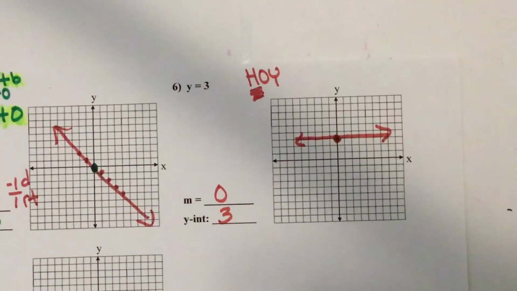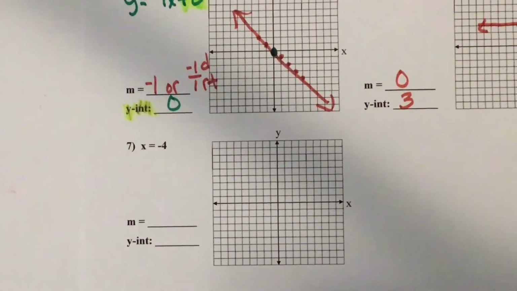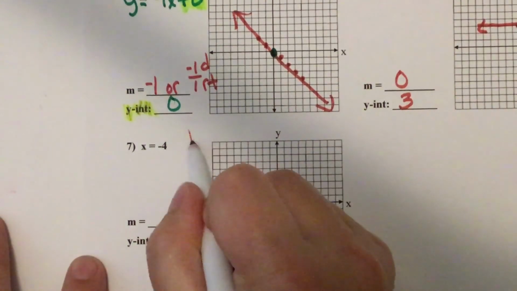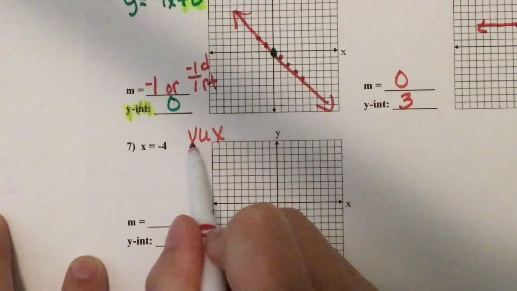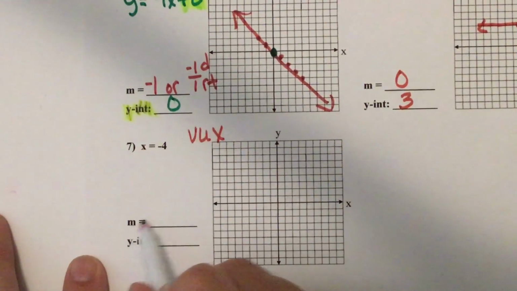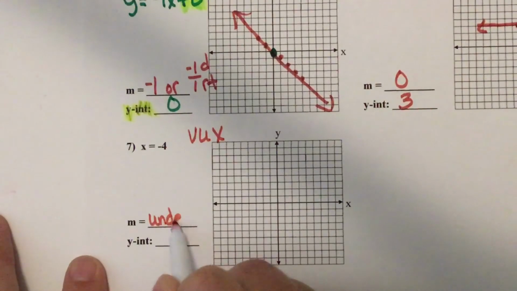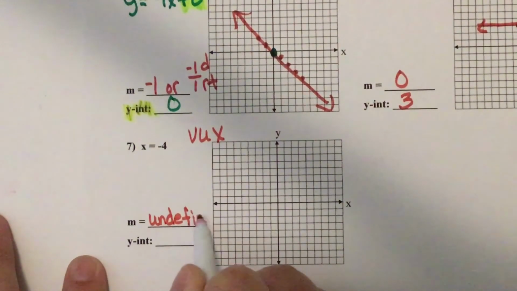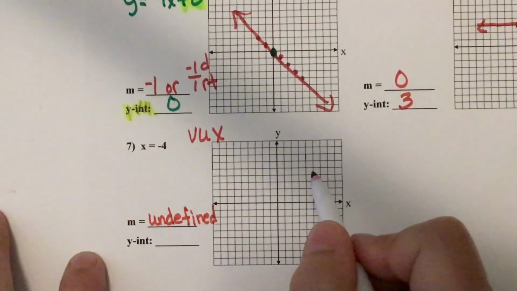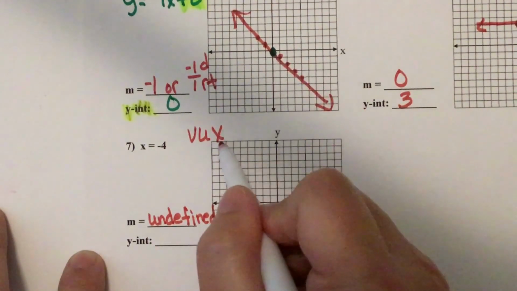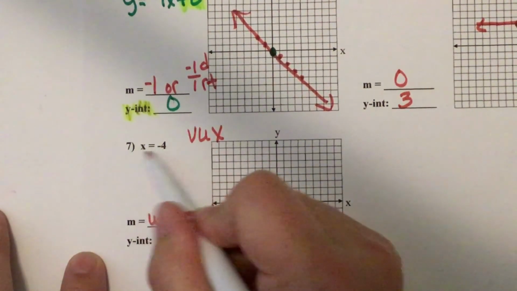Okay, last one. You do not see an x and a y, so it's not diagonal, so it's either hoy or vux. Well, vux is the one with the x. So it's a vertical line, undefined slope. So down here, my slope is undefined. And it has an x equals equation, which is what you see, x equals.